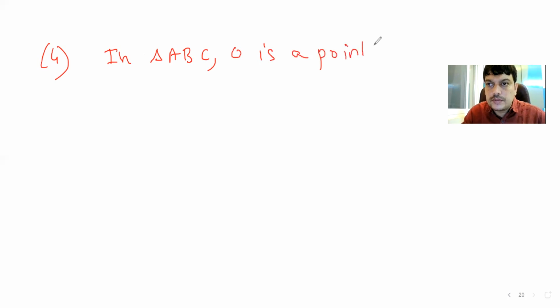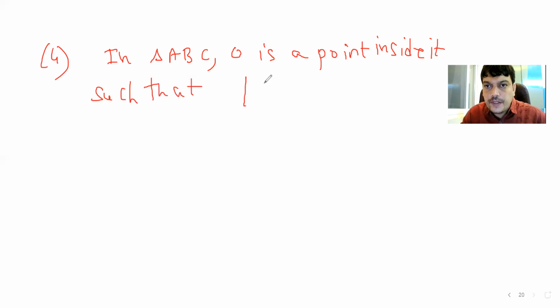So question number 4. We have this question: in triangle ABC, O is a point inside it. So there is a triangle and O is a point inside it such that angle OAB equal to angle OBC equal to angle OCA equal to some alpha.